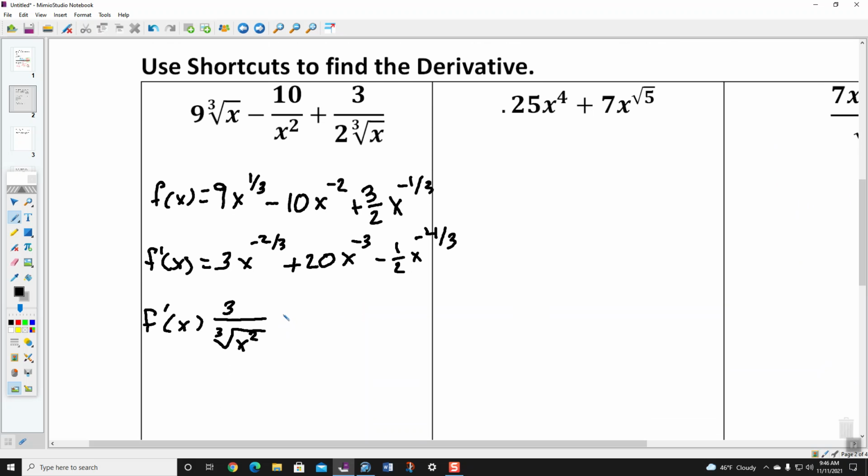Okay, how are they going to write this middle part probably? 20 over x cubed. Oops, that's a 3 right there.